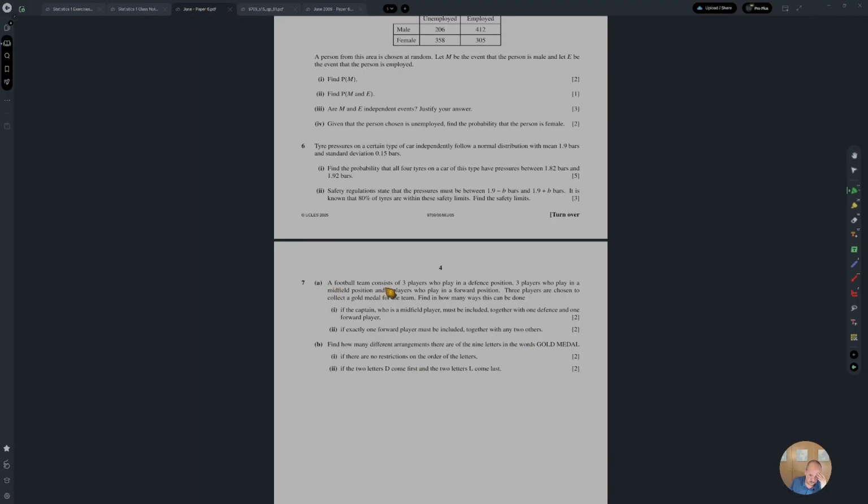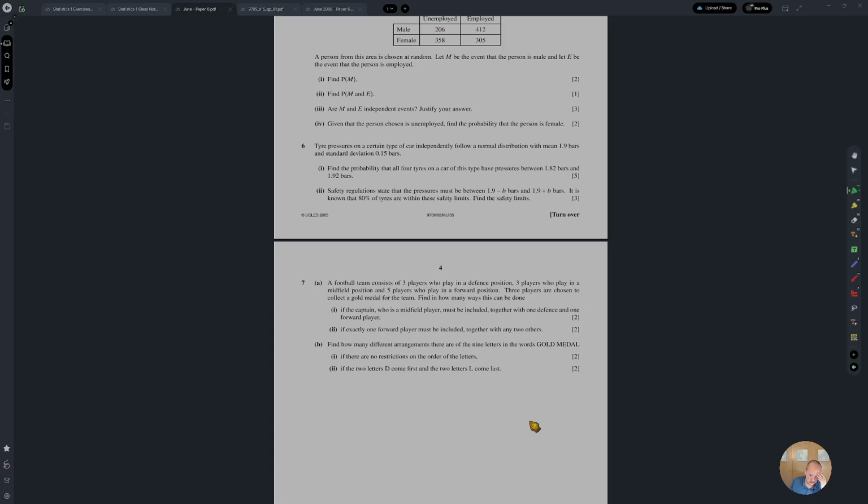a football team consists of 3 players who can play in a defense position, 3 players who can play in a midfield position, and 5 players who can play in a forward position. 3 players are chosen to collect a gold medal for the team. Find in how many ways this can be done if the captain, who is a midfield player, must be included together with 1 defense and 1 forward player.